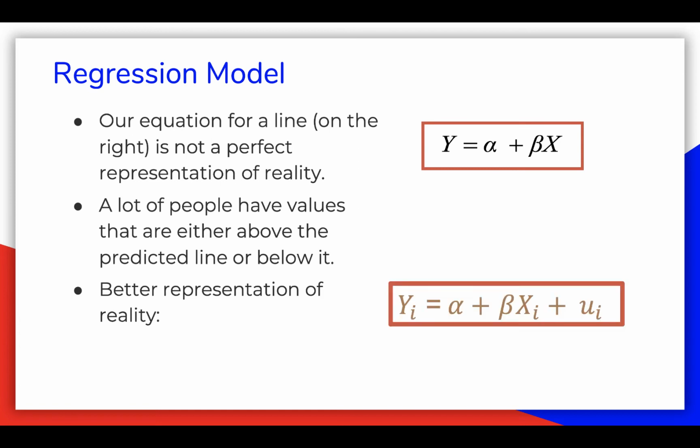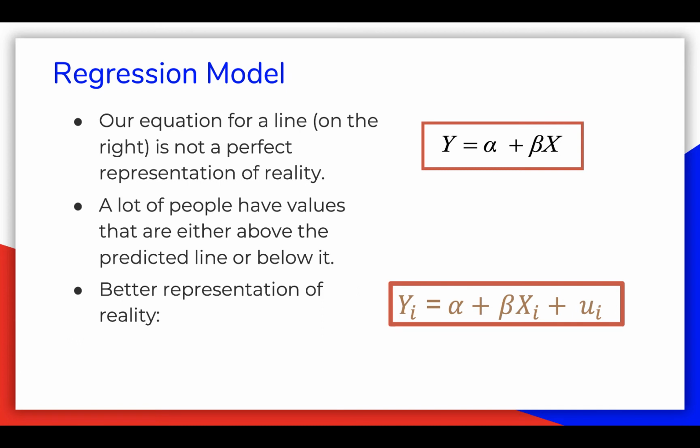Therefore, a better representation of reality is something like this. So i just represents the observation. You don't need to think too much about it right now. But y is the dependent variable. It equals alpha, which is the intercept, just as it was before, plus beta, which is our coefficient, or m if we're going back to algebra, times x, which is our independent variable, and then here's our big addition, plus u. This u here is our error term.